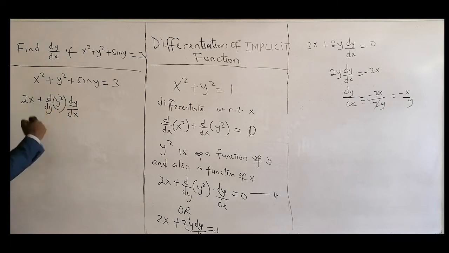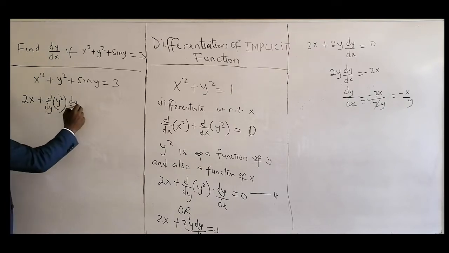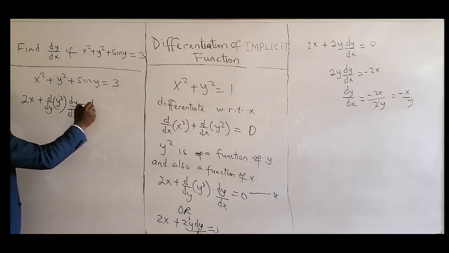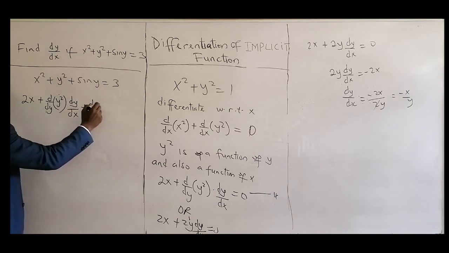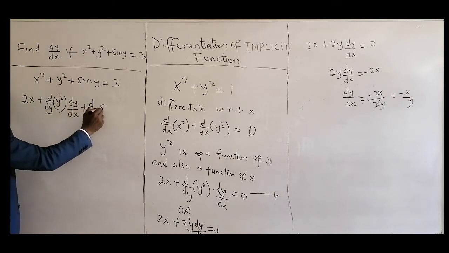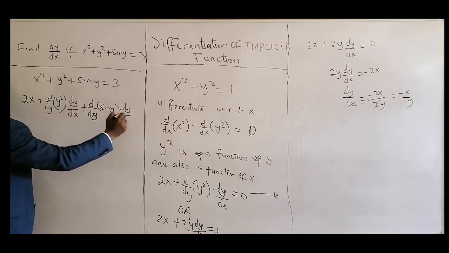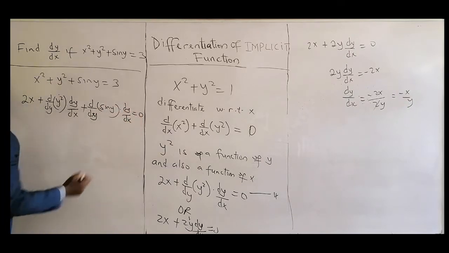Don't forget what we said at the beginning, that y squared is a function of y, okay, and also a function of x. So you do it with respect to y, and then dy/dx. So, and this will be equal to what? The same thing also, d/dy of sin y, and then followed by dy/dx equal to 0.